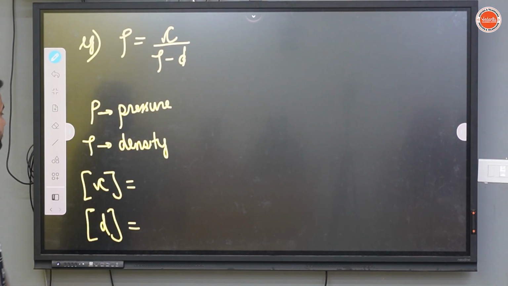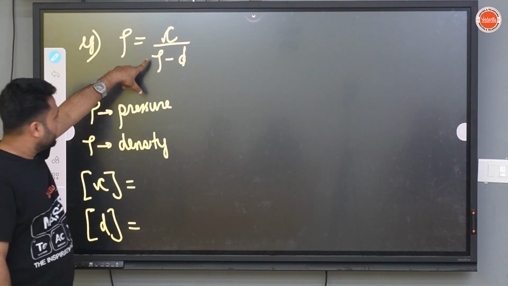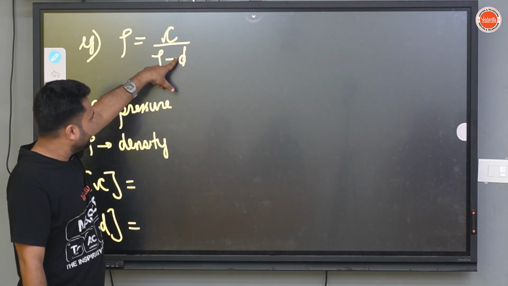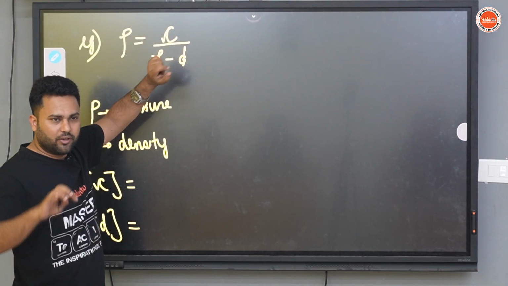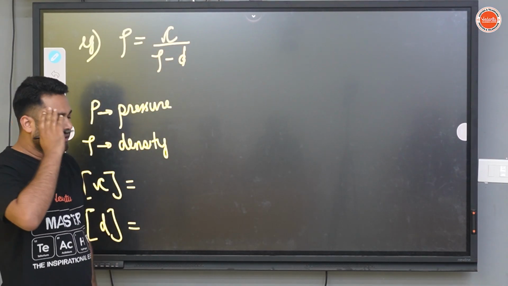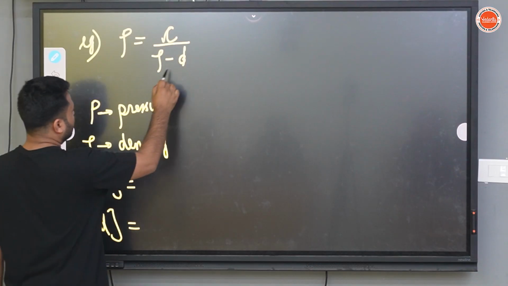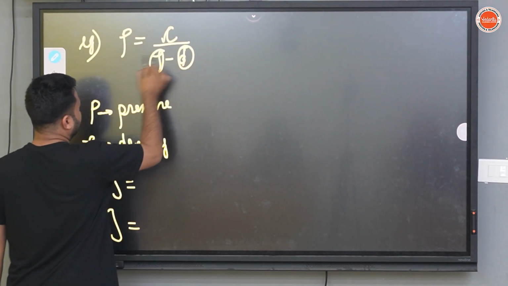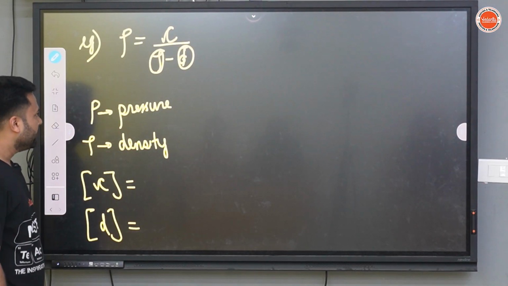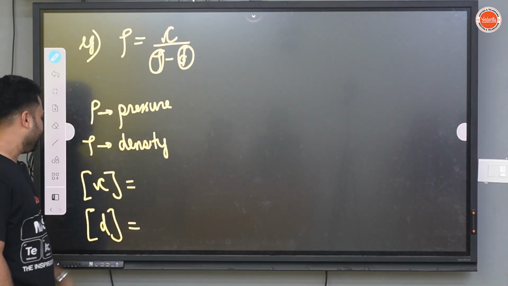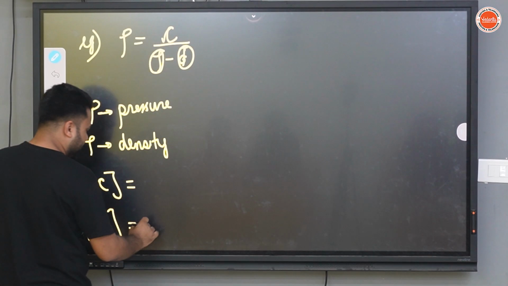Okay. Correct. Now see how I am solving. This is density, density minus D. We are subtracting, so both will have the same dimension. I told you now, if you are adding or subtracting, all the things will have the same dimension. So this and this will have the same dimension. So the dimension of D will be the dimension of density.